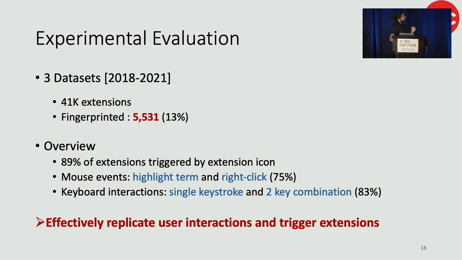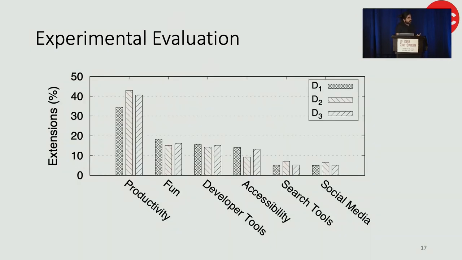Similarly, for the keyboard interactions, we found out that the single keystroke and the two key combination were also relatively popular. In general, these numbers give credence to our system design methodology, since they verify that we are able to effectively replicate the user interactions and trigger a high number of extensions. To also gain more insights regarding the detected extension types, we categorize them based on the category as it's stored on the extension store. As we can see, productivity is the most popular category across the three datasets, followed by fun and developer tools, while we also have other categories that are not as popular. We refer to the paper for more extensive analysis on these results.